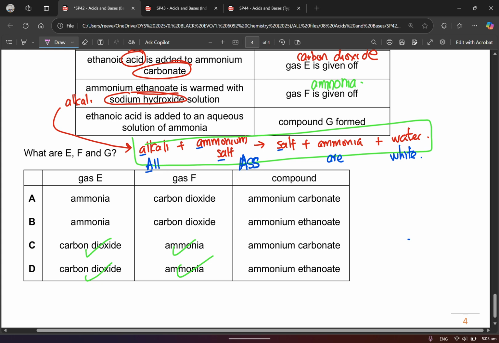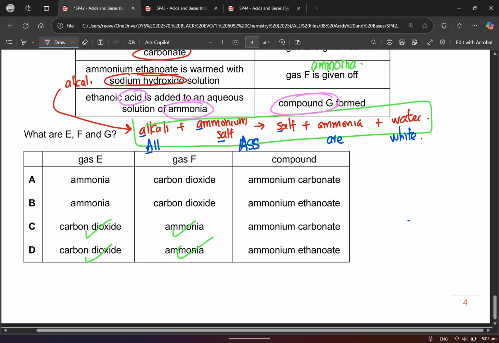Okay, my last question. Back to the question. What is compound G? So compound G, you look at it, it's an acid react with alkali, a weak alkali. So acid react alkali will give you salt plus water. So they are actually asking for salt. Salt is your G. Your G here.